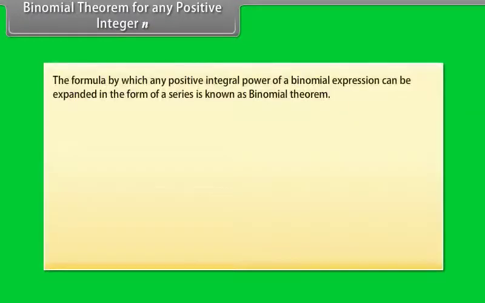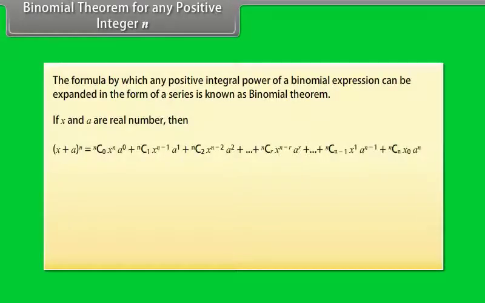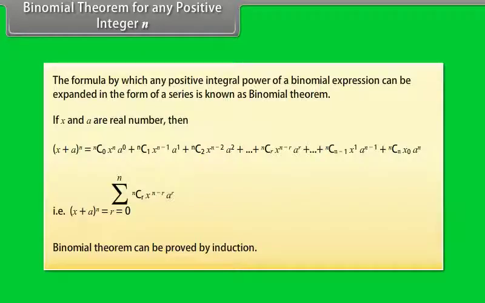Binomial theorem for any positive integer n. The formula by which any positive integral power of a binomial expression can be expanded in the form of a series is known as the binomial theorem. If x and a are real numbers, then (x + a)ⁿ is equal to the summation from r = 0 to n of nCr x^(n−r) a^r. The binomial theorem can be proved by induction.